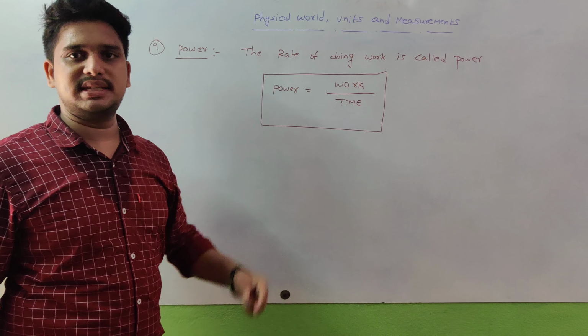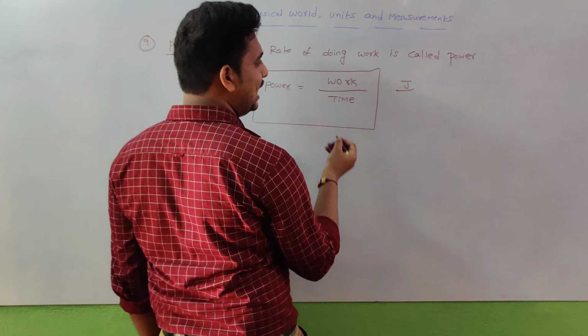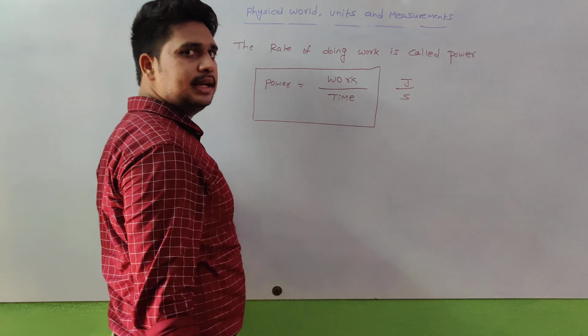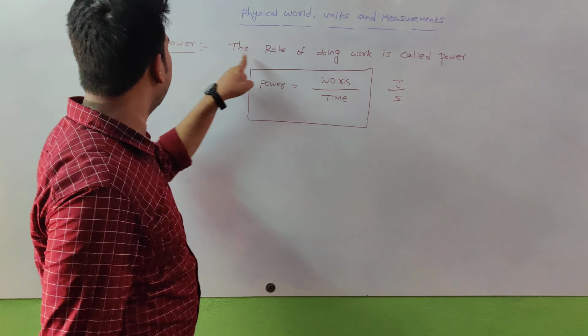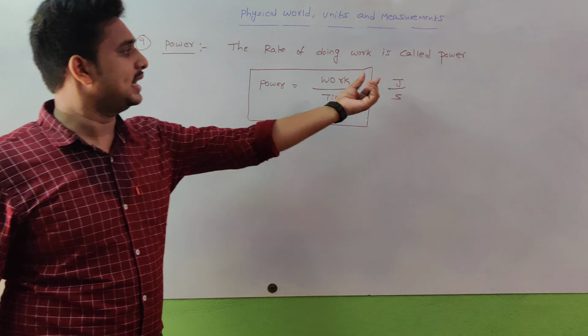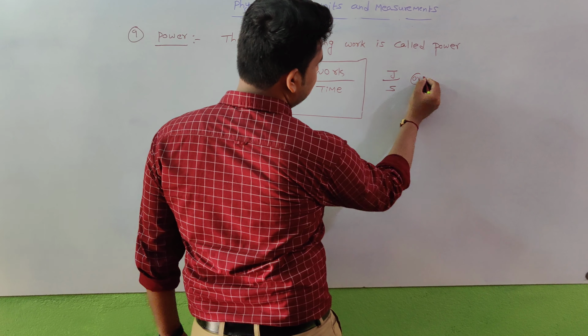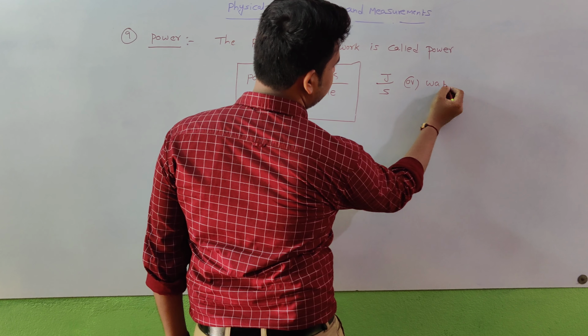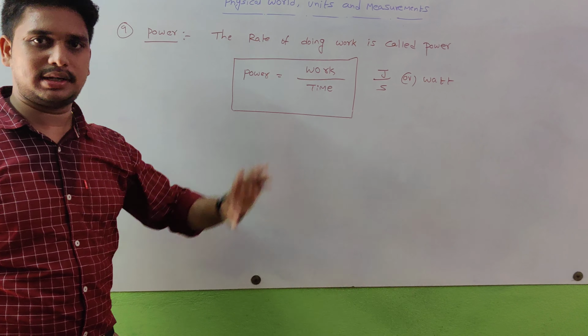Here work is measured in joules and time is measured in seconds. That means joule by second. Joule by second is the unit of power. This is also called watt. So what is the unit of power? The MKS unit of power is watt.